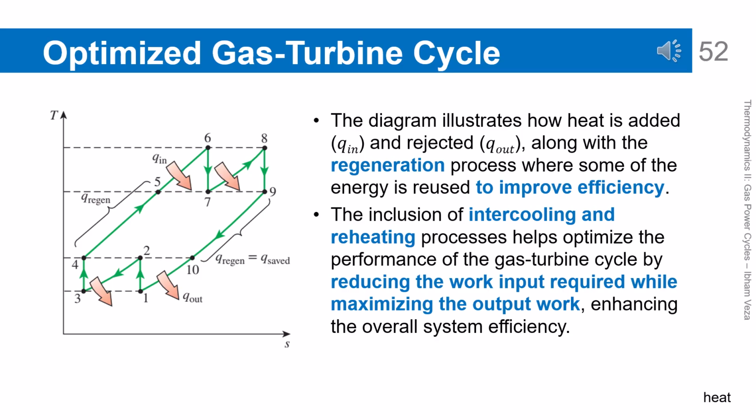Optimized gas turbine cycle with intercooling, reheating, and regeneration. This diagram shows how heat is added, rejected, and recovered in one integrated cycle. Intercooling reduces compressor work, reheating increases turbine work, and regeneration reduces the required external heat input. Overall, the net work output increases, and the thermal efficiency also rises. This system is an example of how several techniques can be combined to optimize performance. However, the system complexity and cost also increase.